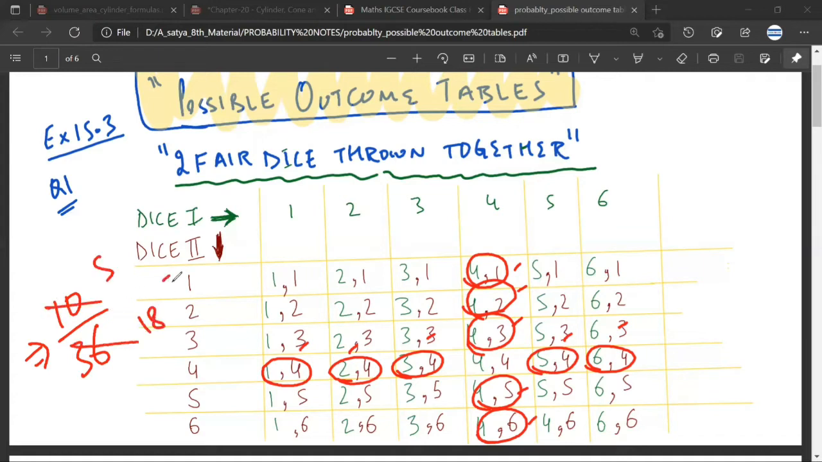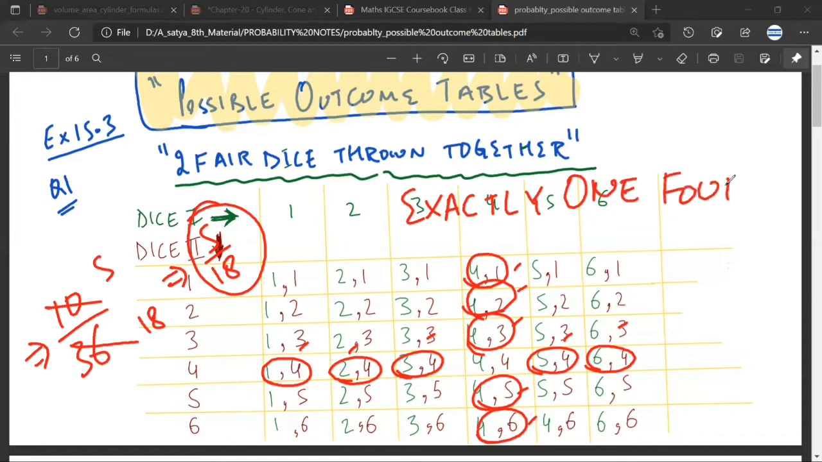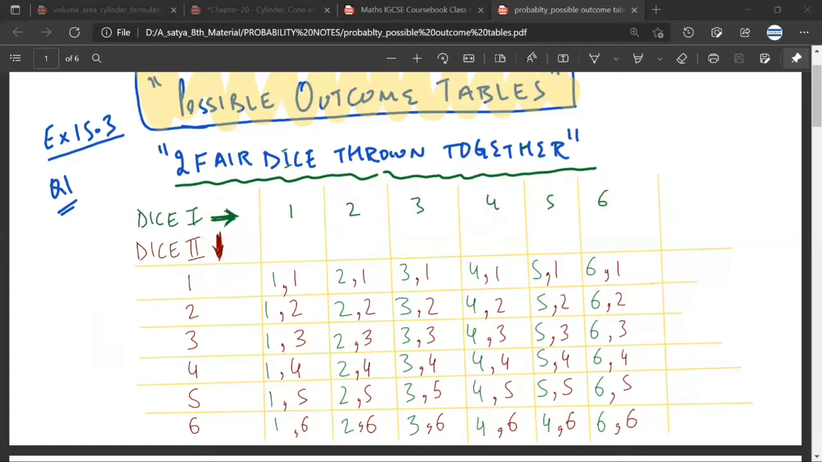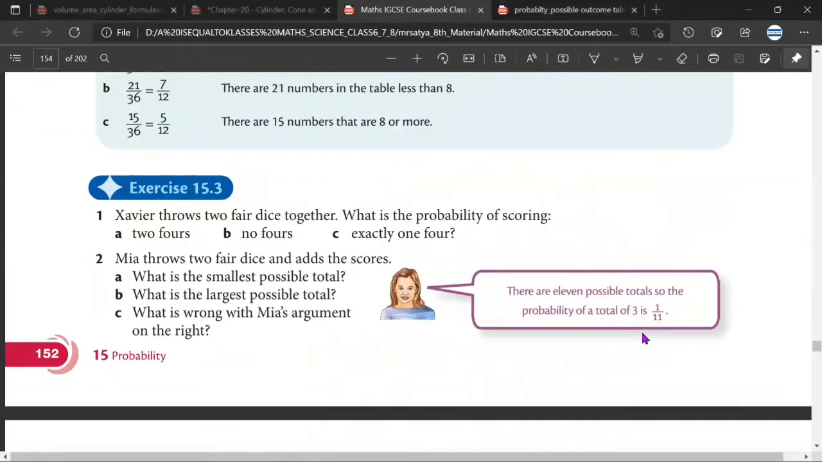I'm sorry? I didn't understand how it became 36. Okay. The question being asked is to calculate the probability of exactly 1 4. Have you understood the question? Yes. Now, in all these instances, 1, 2, 3, 4, 5, 6, 7, 8, 9, 10, there are 10 instances where you will get only 1 4. Any doubt? No doubt. And the total possibilities are 36. So the answer would be 5 by 18. Any doubt? No doubt.